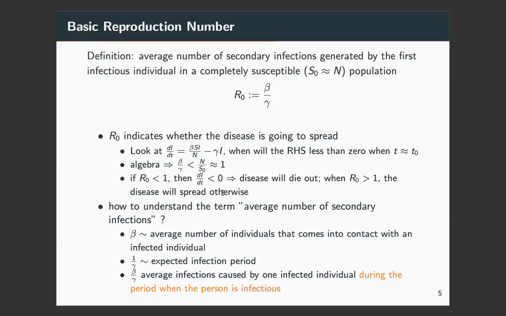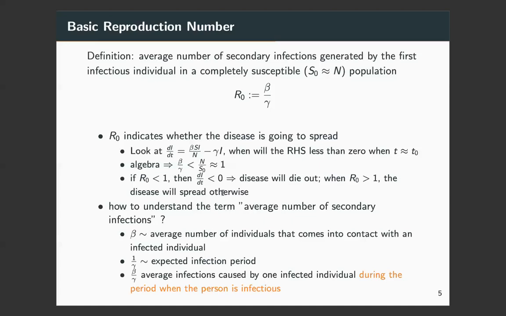Now let us interpret the terms in the definition. So what do we mean by average number of secondary infections? Let us start with beta. As mentioned before, beta models the contacting effect between S and I. And with some more work, one can actually show that it represents the average number of individuals that come into contact with an infected individual.